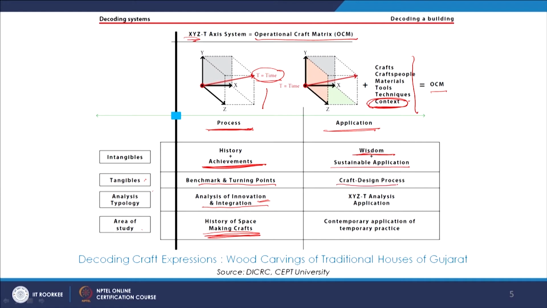There is a craft design process, so there are a lot of partnerships in how the designers and craftspersons work together. And then there is this analysis of the XYZT system and contemporary application of traditional practice. So there are a lot of contemporary applications which have a lot of contemporary expressions. There are a lot of temporary and permanent outputs out of it. There are a lot of experiments which are done.